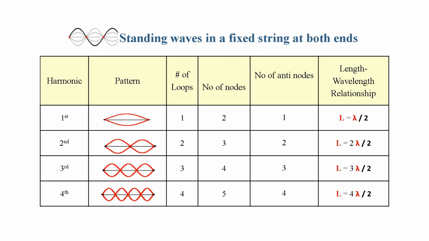For the first harmonic, the length-wavelength relationship is L equals lambda over 2. For the second, it is 2 lambda over 2. For the third, 3 lambda over 2. And for the fourth, 4 lambda over 2. Thus, we conclude that L equals n lambda over 2.